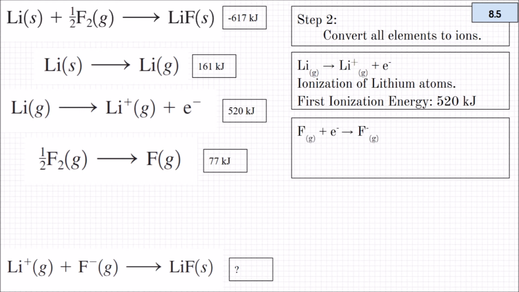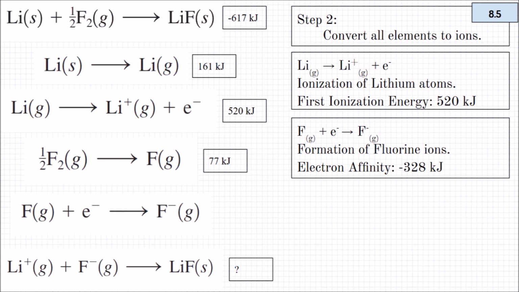Nice. So now we need to get fluorine into its ionic form. Fluorine is group 7, it tends to gain an electron to become an anion. This is the formation of fluorine ions. And gaining of electrons can be found with the electron affinity of fluorine atoms, which turns out to be negative 328 kilojoules per mole.